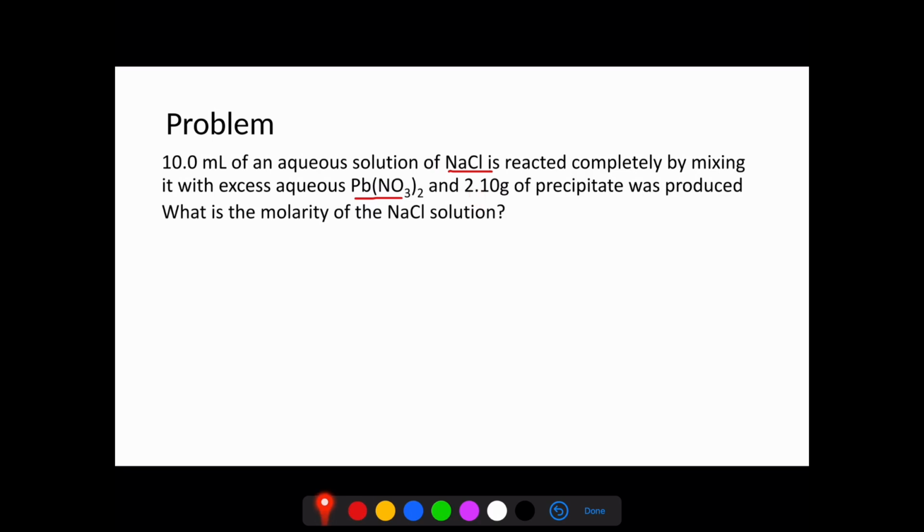And 2.10 grams of precipitate was produced. So this is your product, and we know how much product is produced. You're asked to calculate the molarity of the sodium chloride. This is a stoichiometry problem since you're relating amounts of products to reactants.